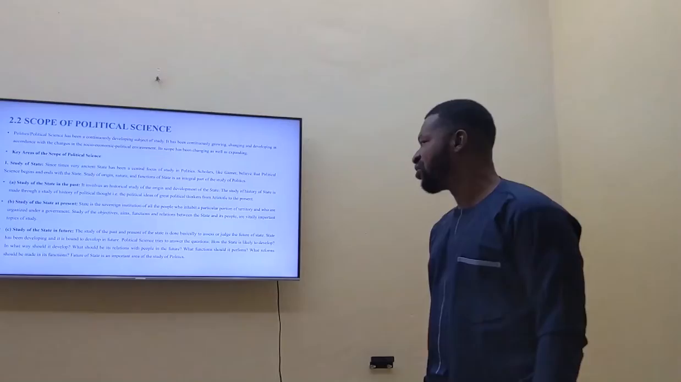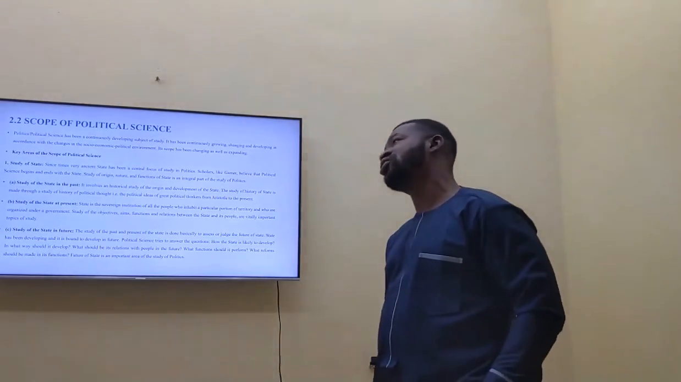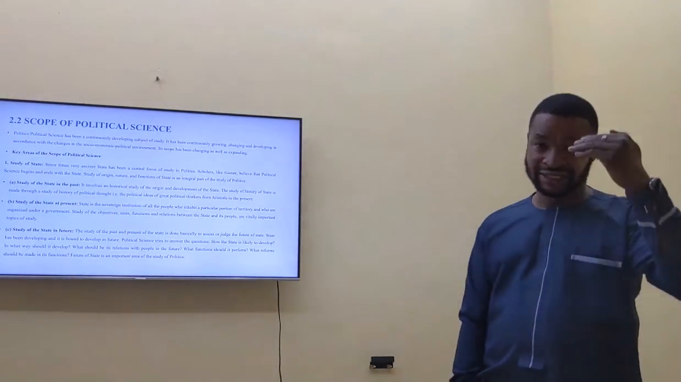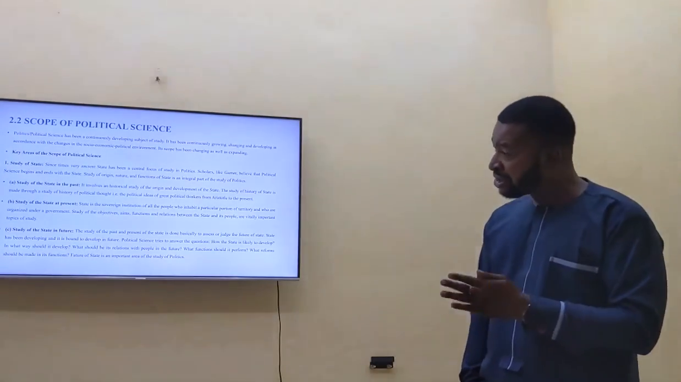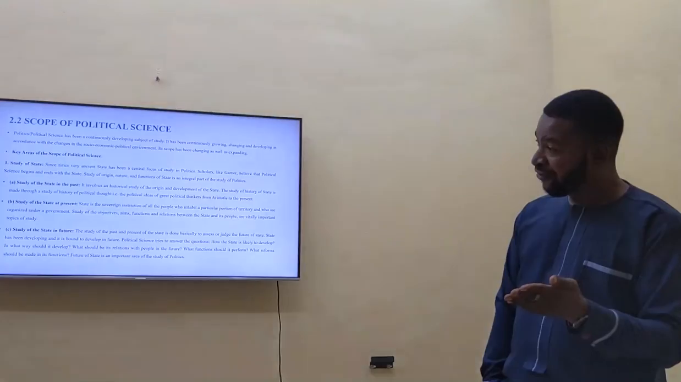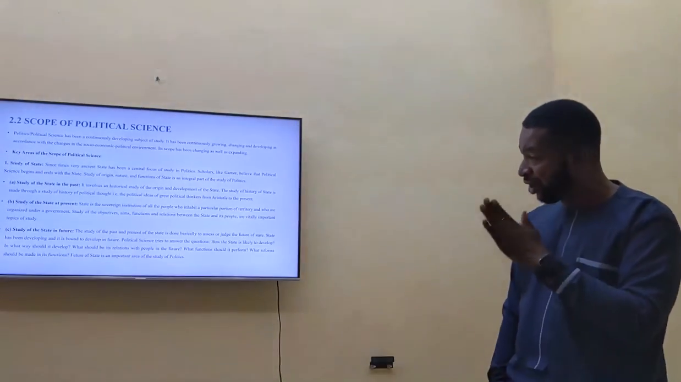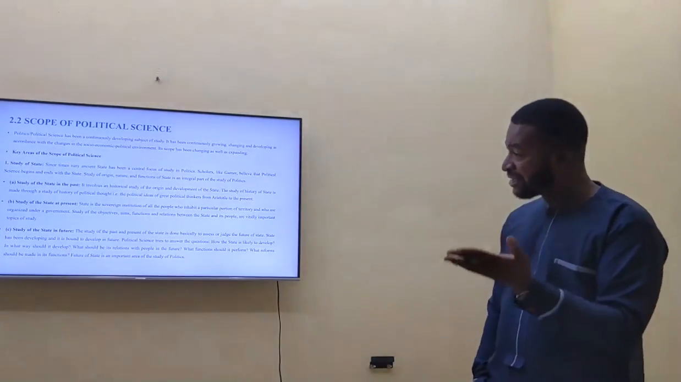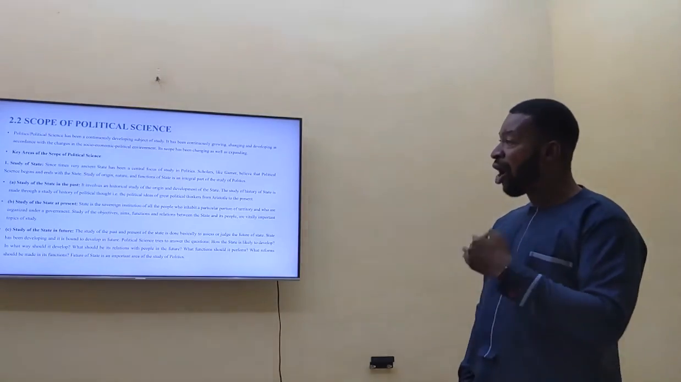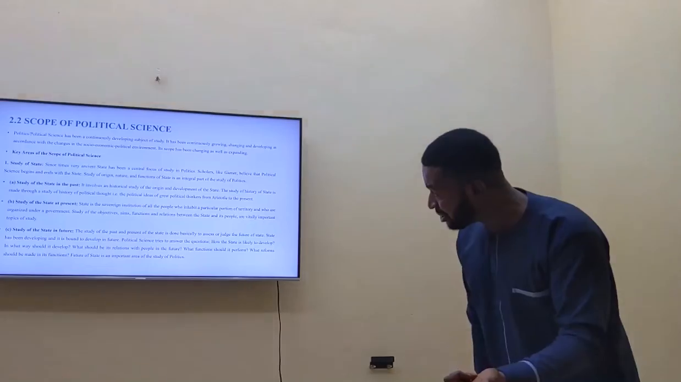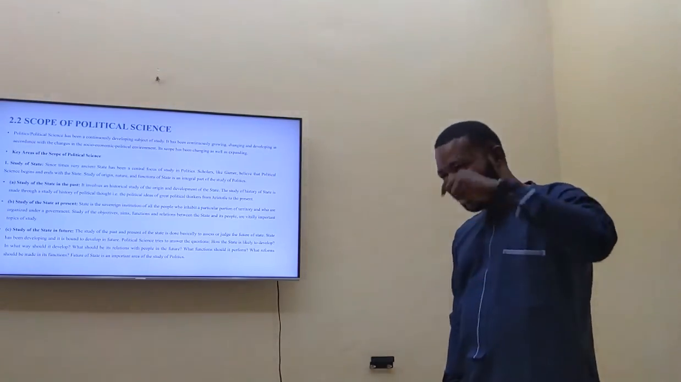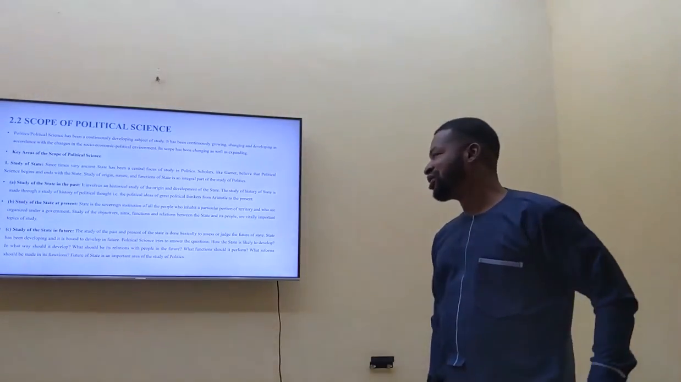Another scope is the study of the state at the present. Whenever you study political science, definitely you are looking at the state at the present. What system of government are we using? Are we still a military system of government, or have we evolved from military to democratic system? What kind of party system are we using? Are we abiding by democratic principles? Are we democratizing? These are the things we study. The present state of the nation.